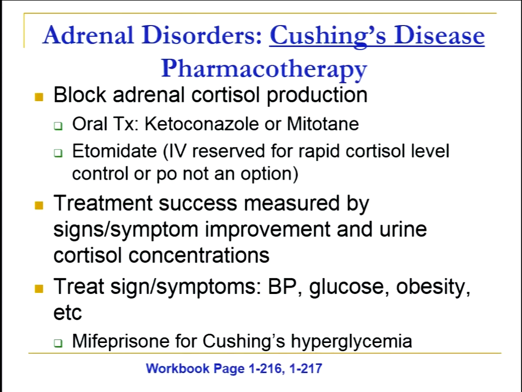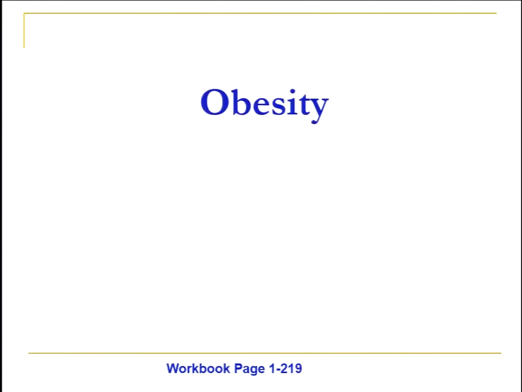You measure your success, like most things, with reduction in signs and symptoms. In this case, also following urine cortisol levels to make sure they're normalized. You can treat some other signs and symptoms. Obviously, if the patient has hypertension, try to treat that. If they have glucose abnormalities, try to treat that. And obesity as well, through diet and exercise. RU-486 was actually approved in 2011, 2012, somewhere around there, for the treatment of hyperglycemia associated with Cushing's as well. So it's not just for breakfast anymore. Again, for something completely different.